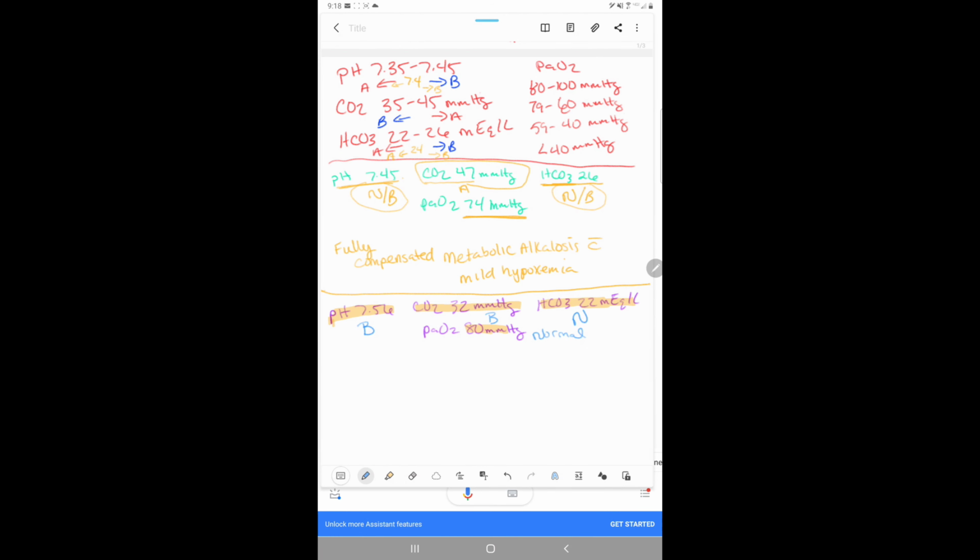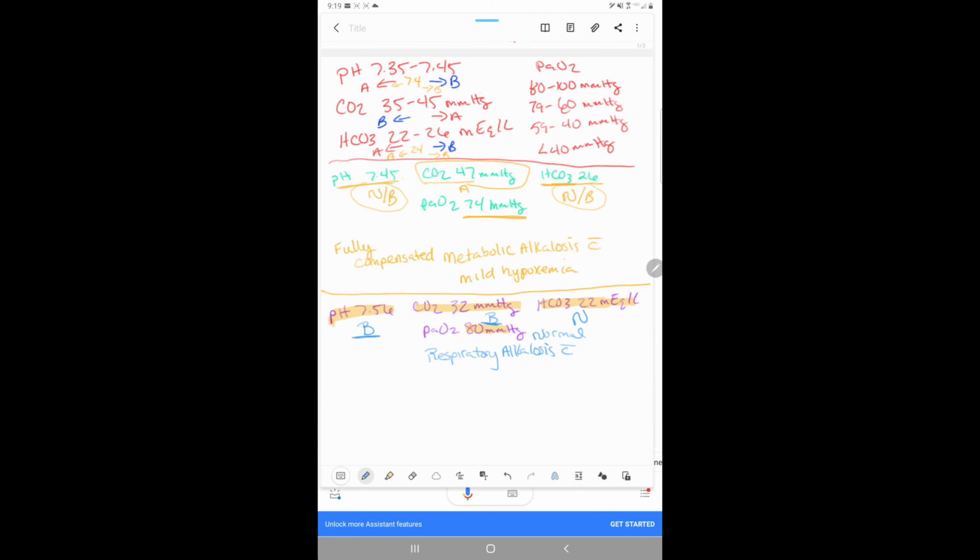Okay, so now we got to interpret this ABG. So first things first, what matches the pH being a base? It's your respiratory side, okay? Your respiratory side is also a base. So we know, let me write it up a little bit closer so we don't waste space. So we know it's a respiratory alkalosis with, and we'll finish that out.